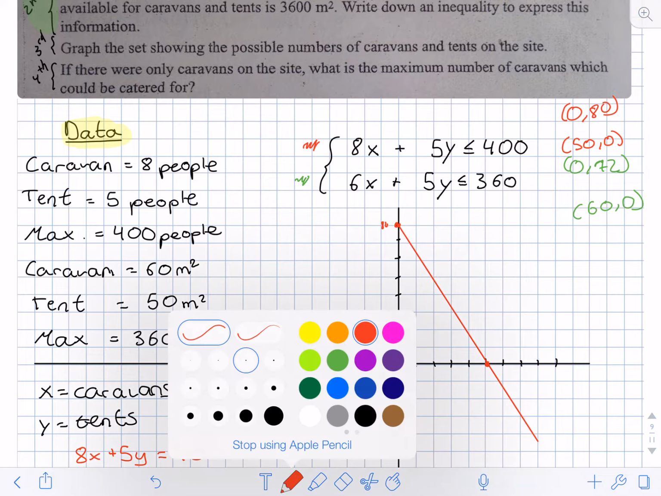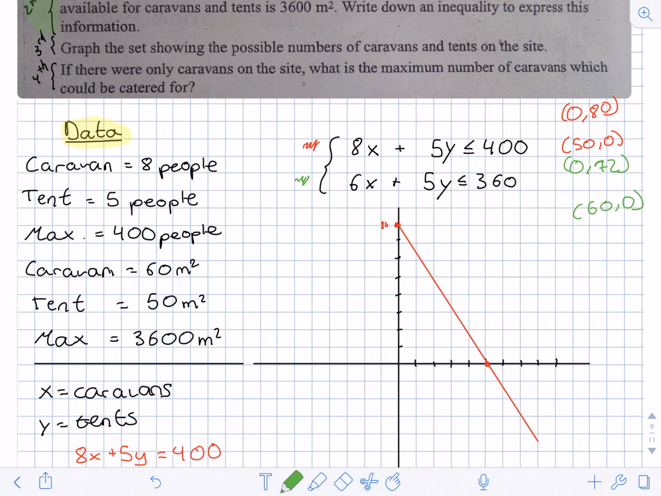Okay, now green, we have 0, 72, so it's gonna be around here, and then 60, 0 is gonna be here. So now we join them together again. Okay, more or less, and then we get this point here. I'll draw it in orange. That's to make the maximum, this is how you can allocate the maximum number of caravans and tents, okay? But we're not talking about it yet, okay? This question is asking us just to graph the set of possible caravans and tents on the site.